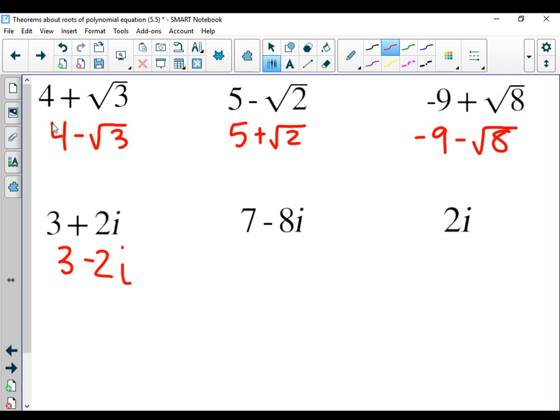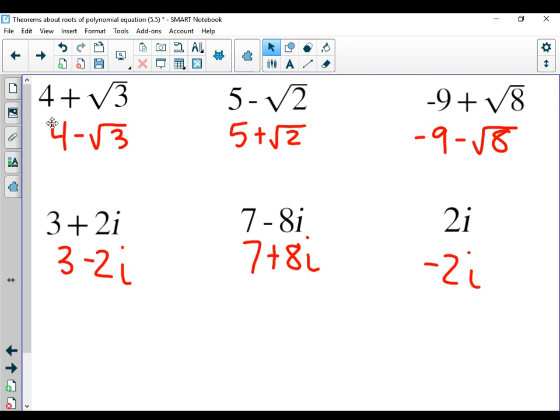Okay. 7 plus 8i. 7 plus 8i. Good. And our last one. Just one more. Okay. Negative 2i. All right, so these are just the conjugates. So why do we need them?